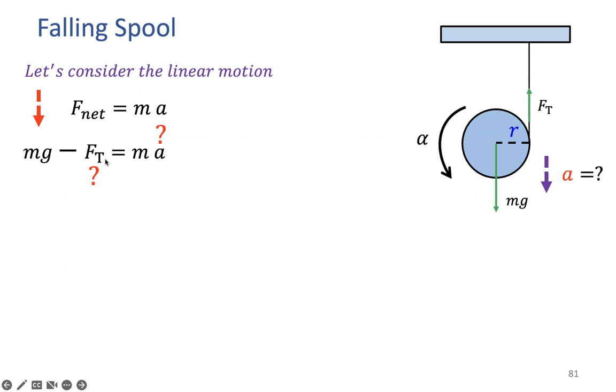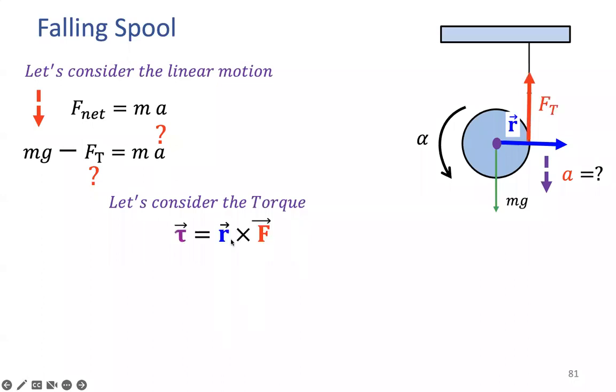And in the way, we have to figure out how big is this tension. To find a substitution for the force of tension, let's consider the torque. The object is going to rotate, even though it is moving downward, around the axis of rotation, this center. We can apply the position vector and the force idea to calculate the torque right here, R times F, the cross product.